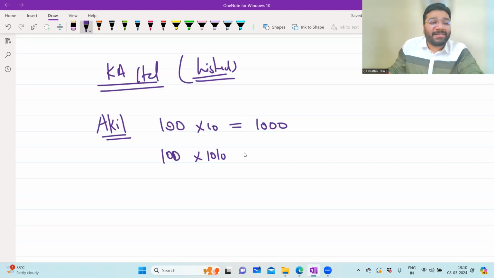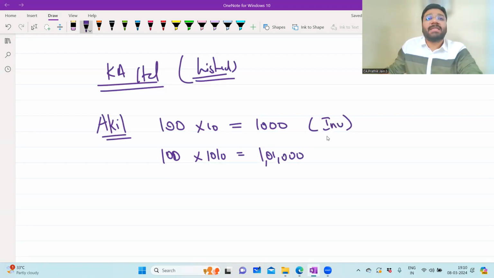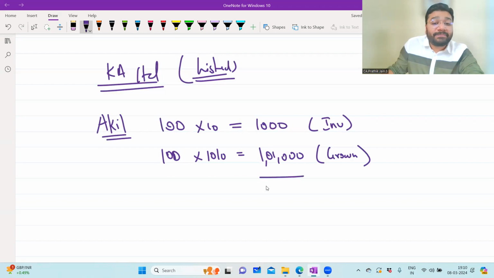So what is this total value of the shares now? 100 into 1010 rupees, how much? 1 lakh 1000 rupees. So this is his investment value. Am I right? This is investment, and the investment has grown up to this value, 1 lakh 1000 rupees. So what is his profit? 1 lakh rupees profit he made on my shares.